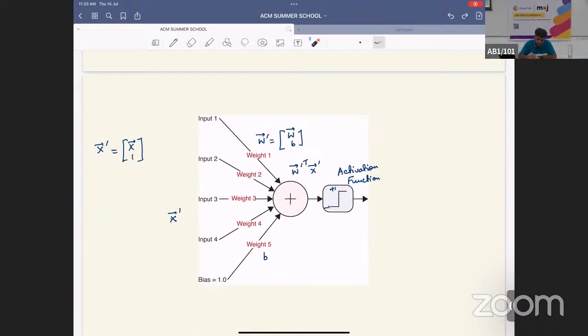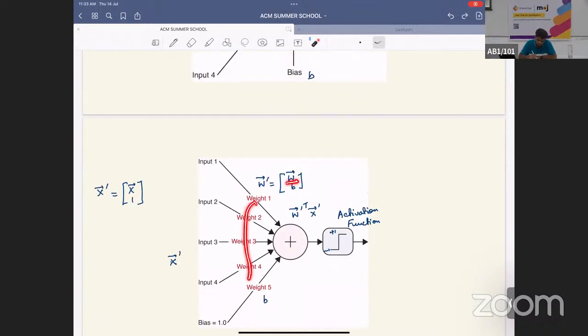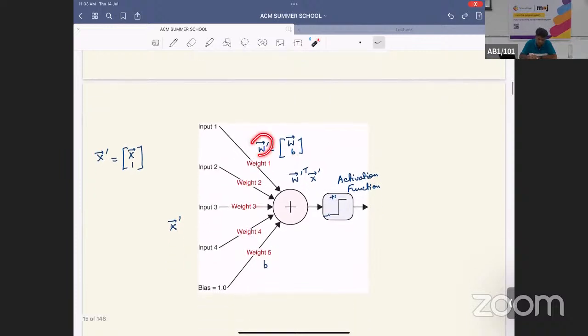Then this W bar, which is the weight vector comprising only weights, gets augmented with B. So you will get W dash bar, which is the weight vector. And this X dash bar is obtained by concatenating the input vector with this 1, which is the input to the bias term. So this is what you will see in all neural networks books.